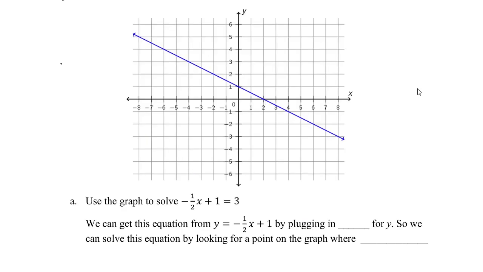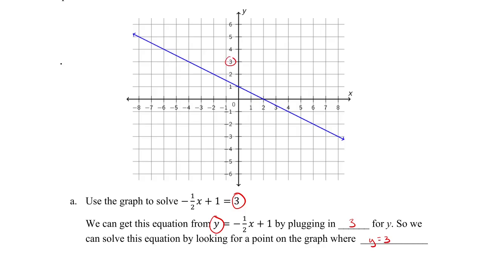The first related equation we're going to try to solve is negative a half x plus 1 equals 3. And notice that 3 is just replacing the y. We can get from y equals negative a half x plus 1 to 3 equals negative a half x plus 1 by plugging in 3 for y. And so we can solve this equation using the graph by finding a point on the graph where y equals 3.